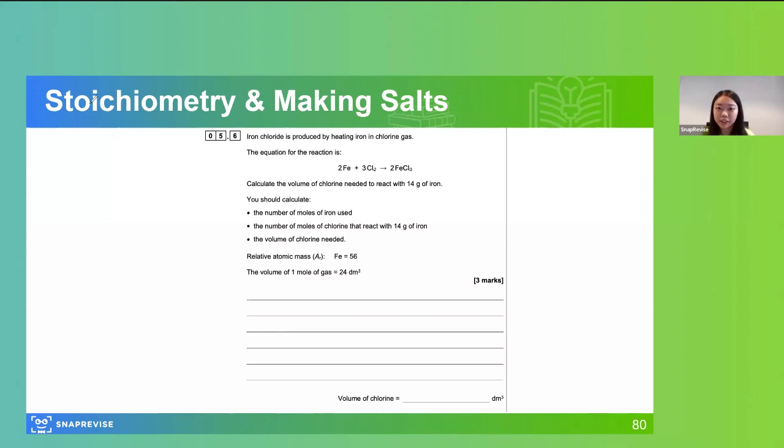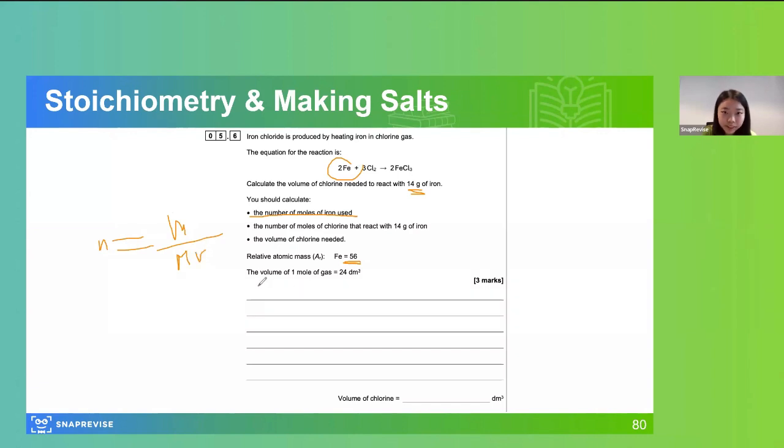Okay, let's just move on to the questions. Here it is asking you first to calculate the number of moles of iron used. So you have iron here. It tells you there are 14 grams of iron, and the relative atomic mass is 56. So the first thing I'm going to figure out is the number of moles of iron, using the equation moles equals mass over Mr.